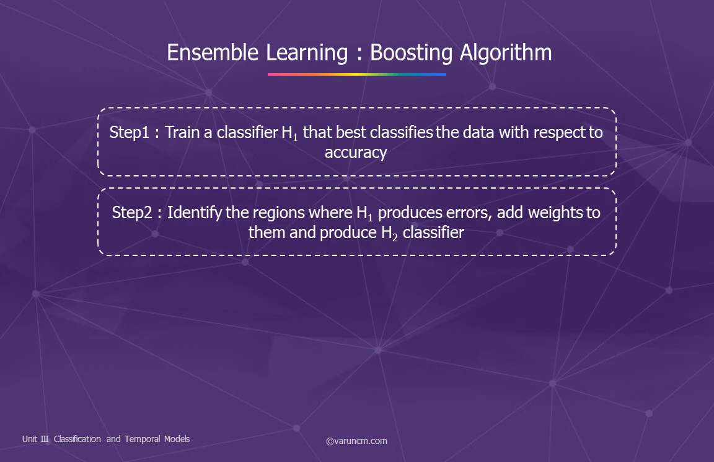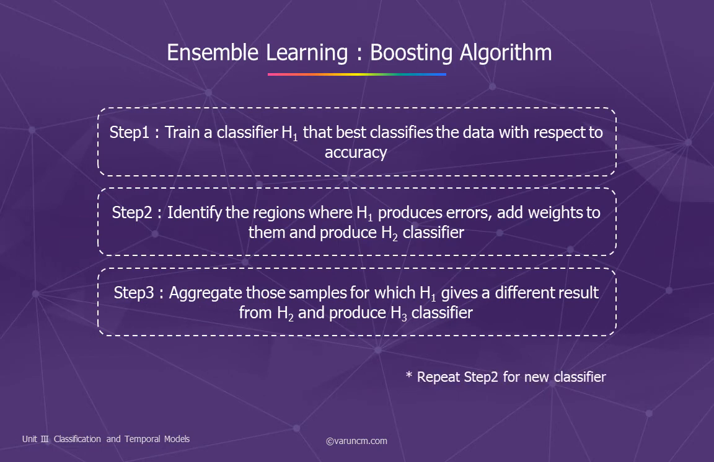So first step, you are going to train it. Then identify the regions where H1 produces errors. So you are going to identify the errors. Then you are going to put some weight on them, and now you are producing the H2 classifier. And in the third step, you are going to aggregate those samples for which H1 gives a different result from H2 and produces the H3 classifier. And if there is any new classifier coming, you need to repeat step 2 again. So this is how this boosting algorithm is working.